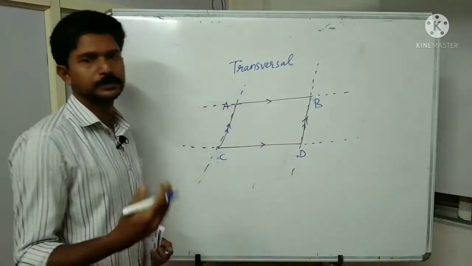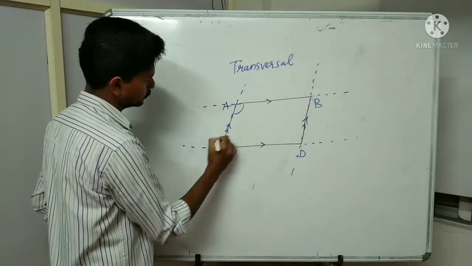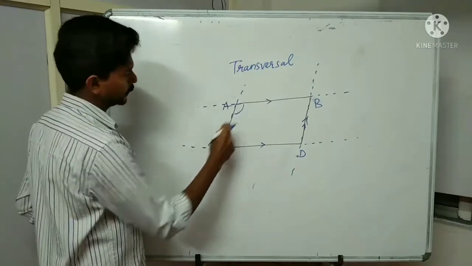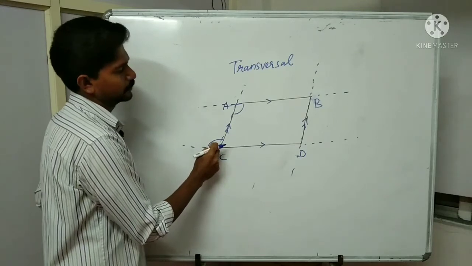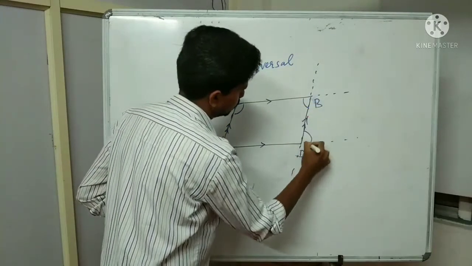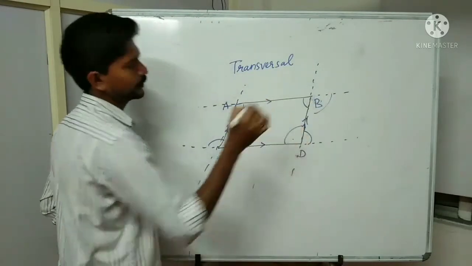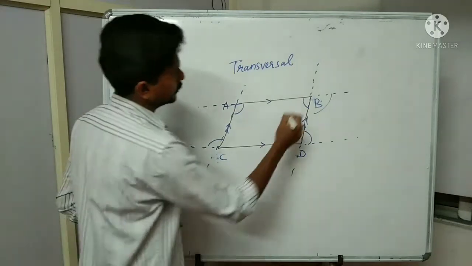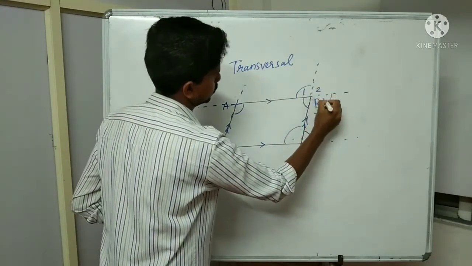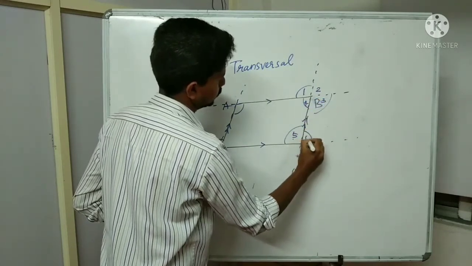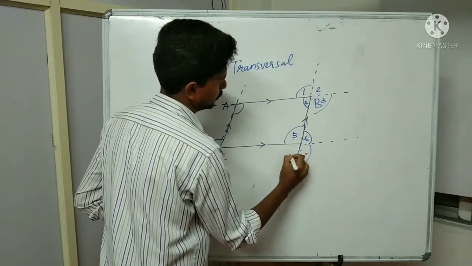What is the purpose of a transversal? We'll get what about these two angles? Alternate interior angles. These two angles are alternate interior angles. Here also these two angles are alternate interior angles, and this and this angle also are alternate interior angles. We can name these angles 1, 2, 3, 4, 5, 6, and this angle is angle 7 and 8.